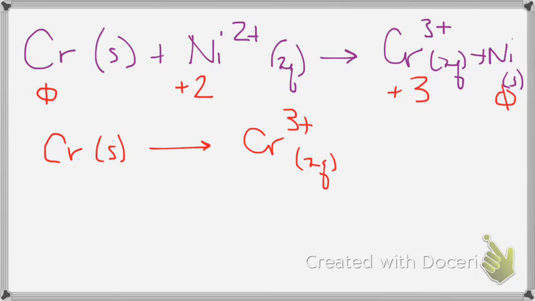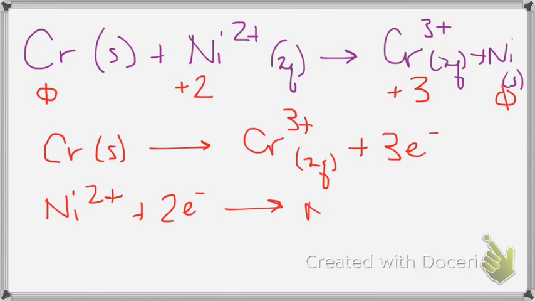So, in order for it to be 3+, is it being oxidized or reduced? It's being oxidized because it's losing 3 electrons, because your charges overall have to balance. The other half reaction is nickel 2+, and I'm not going to write the state because the state isn't so important here. And it's gaining 2 electrons in order to become nickel solid.